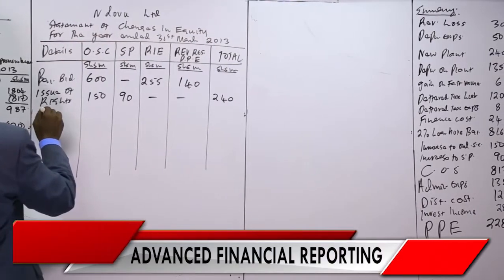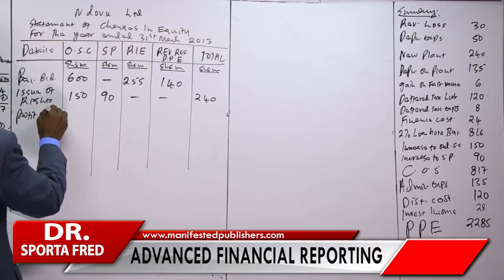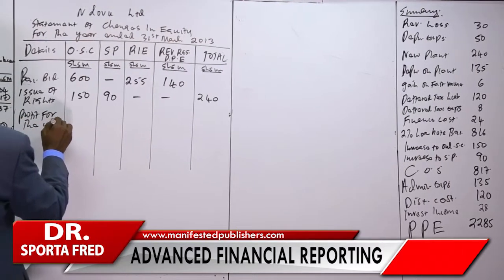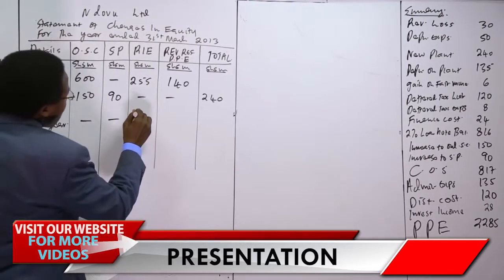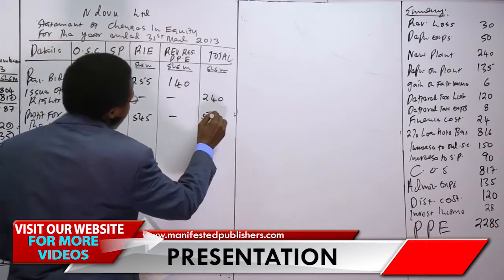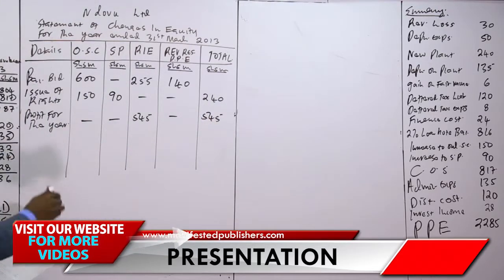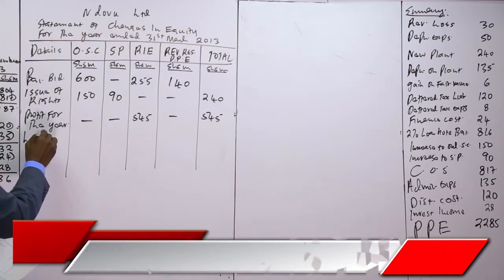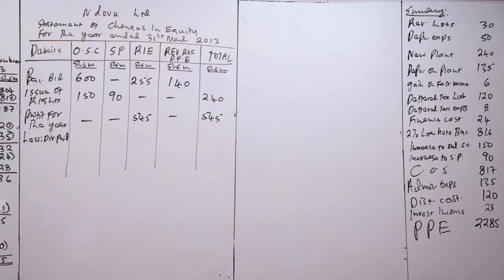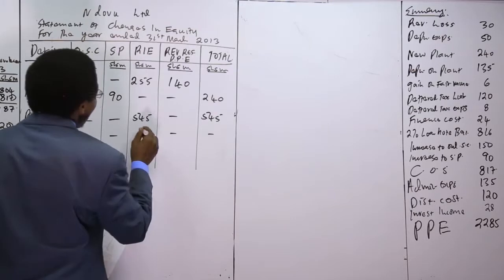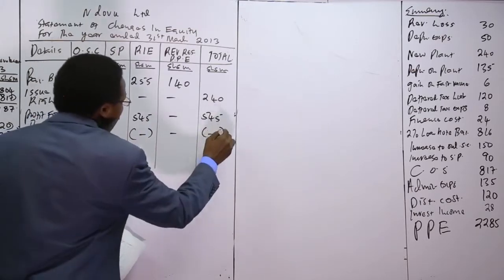We have the profit for the year. We didn't have a bonus. Profit for the year, friends, is this figure that we have just got here, 545. So I'll come and say 545. We less dividends. Do we have dividend paid? Let me confirm from the trial balance. No, I can't see dividend paid, friends. We don't have dividend paid. We could have subtracted it here, but we don't have it.